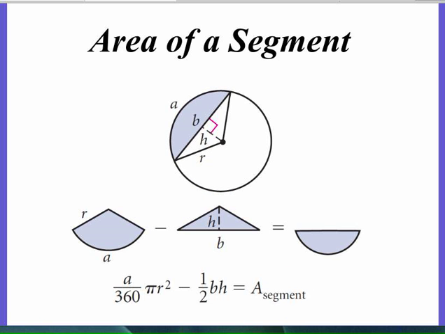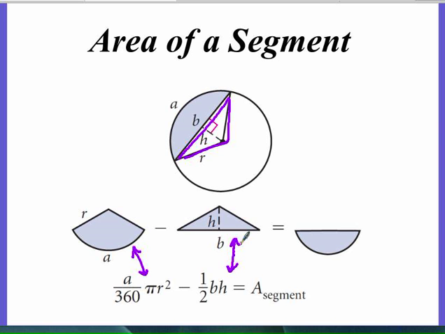Next we have the area of a segment, and that's on the back of your sheet that I gave you. Okay, now notice, look at our segment, all these different diagrams here. What we're doing is we're taking the area of the sector right here, so the area of the sector, okay, minus the area of this triangular region. And that gives you the area of the segment.